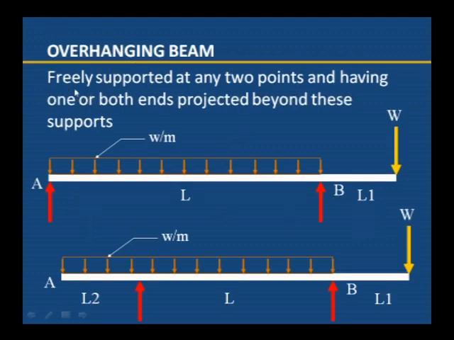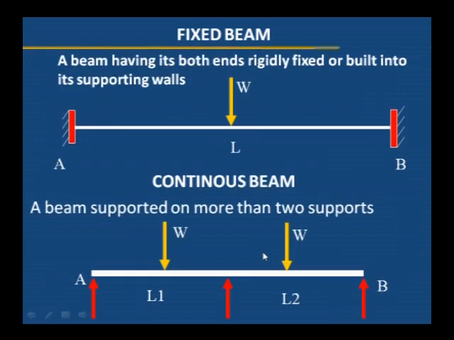Overhanging beam. In this type of beam, after the two supports, there is an extension, that is a cantilever portion. If it is extended on one side, it is called a single overhanging beam. Here A is one support, B is the other support, and the balance L1 is extending, where a point load is applied. The second type of overhanging beam is the double overhanging beam. This side is overhanging as well as the right side, and centrally there are two supports. This type of beam is known as a double overhanging beam.